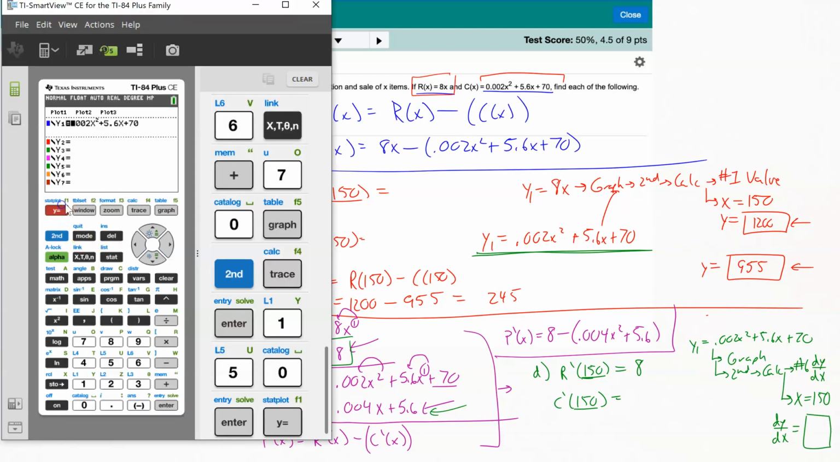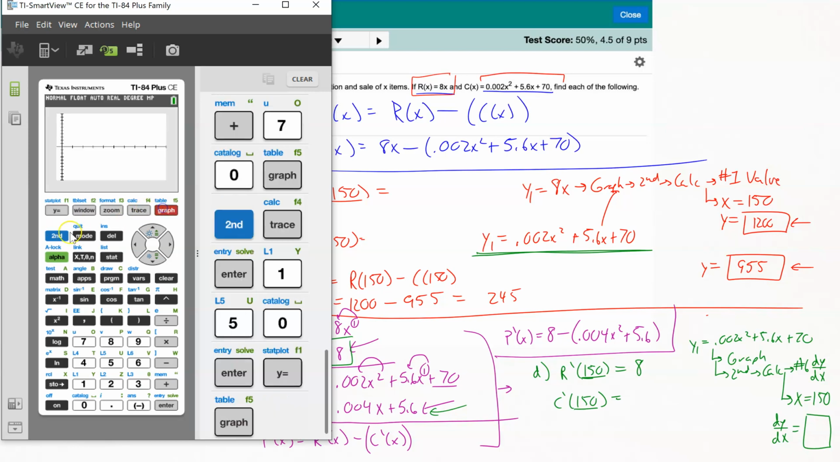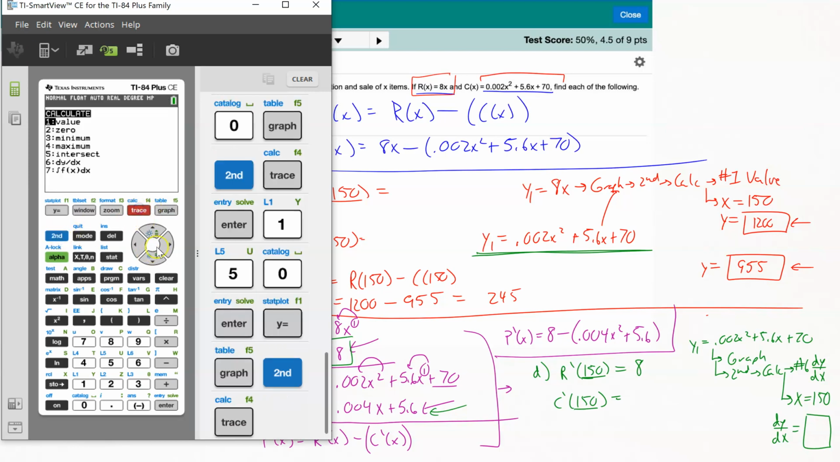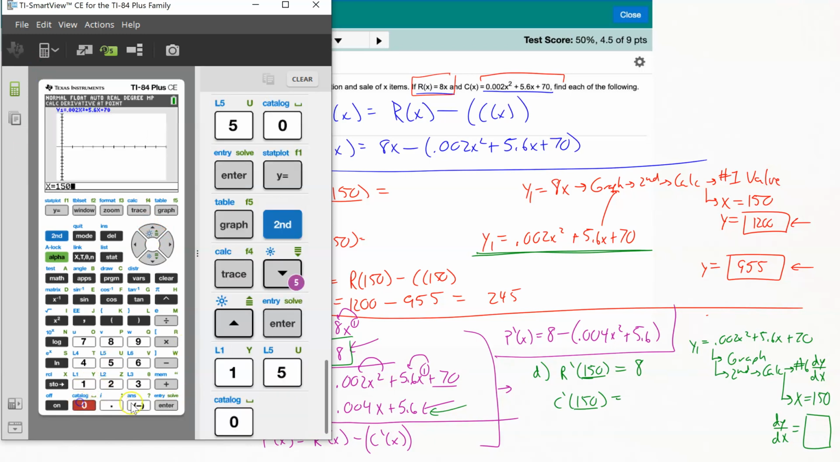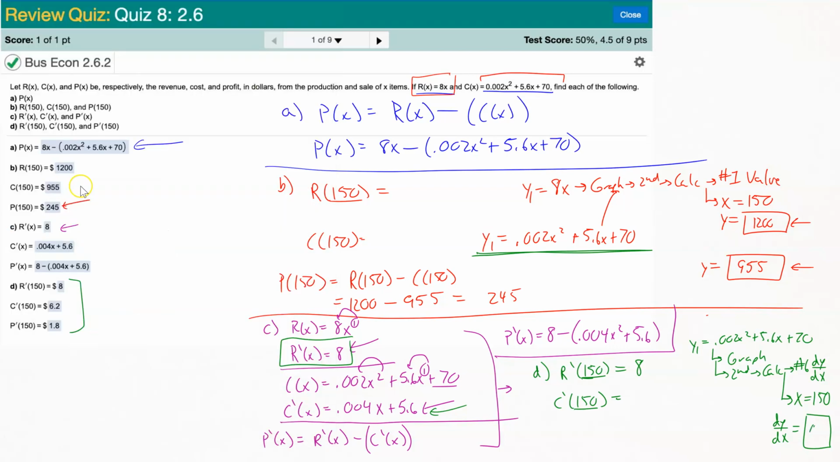Like I said, in my Y equals, because it was just the last thing we did, is already that cost equation. So in our graph, we'll now do second calc, and we'll choose number 6 in that menu, which is dy/dx. It doesn't prompt us. We need to know just to enter in the x value we care about, which is 150. And at the bottom of the screen, I can see dy/dx equals 6.2. So my derivative of my cost function is 6.2.